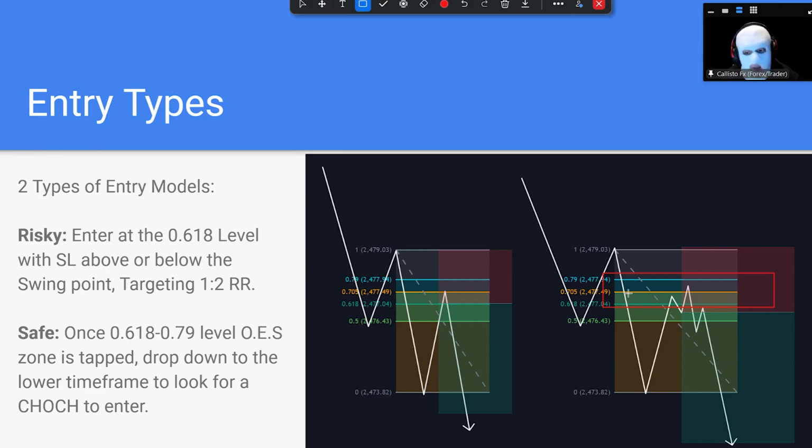Now, once price taps into this area, you want to drop down to the lower time frame to look for a change of character. Okay, so now this safer entry is a bit more complex. You need to use time frame alignment, and you also need to use the idea of a change of character, right? A little bit of SMC in it. I'll be explaining in a little bit what these mean, like what a change of character means and what time frame alignment is.